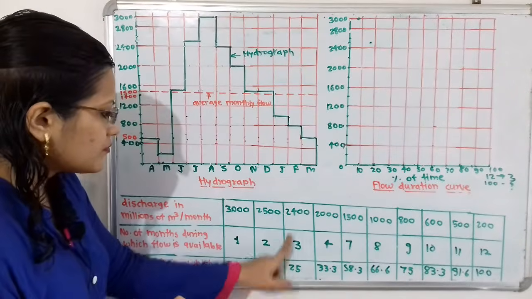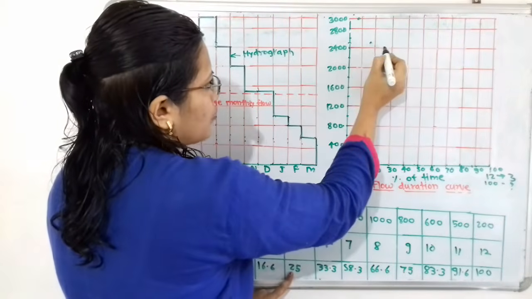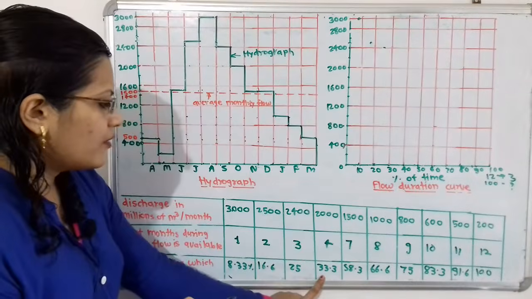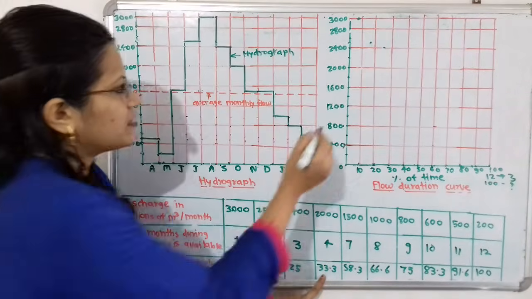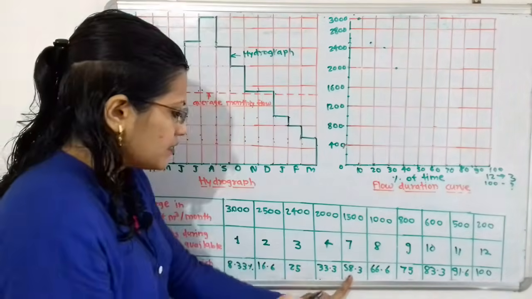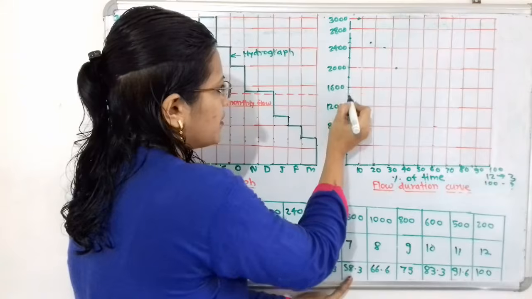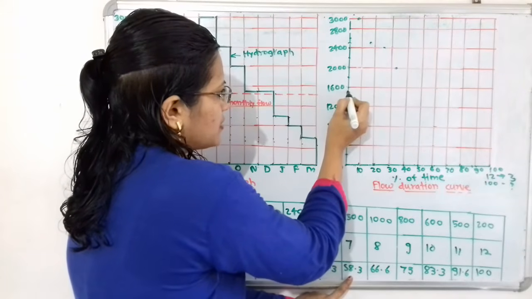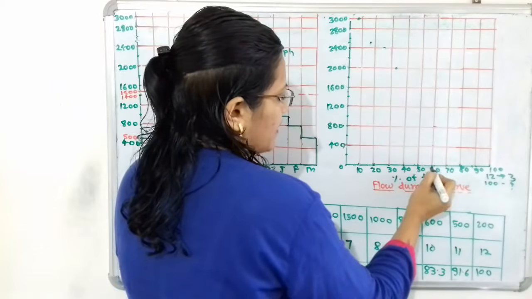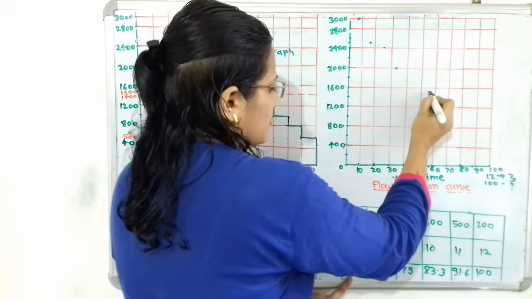Then for 2400 it is 25%. So this is the line for 2400 and 25, that means in between 20 and 30. Then for 2000 discharge it is 33.3. Then for 1500, that means here below this 1600, for 1500 it is 58.3. So 58, that means before this 60. So we will plot this point here.